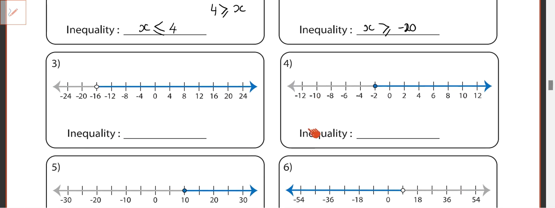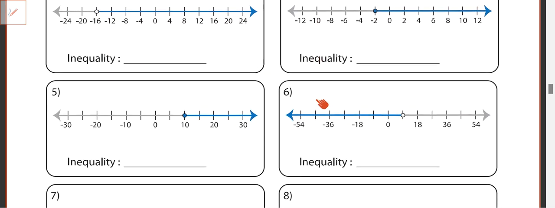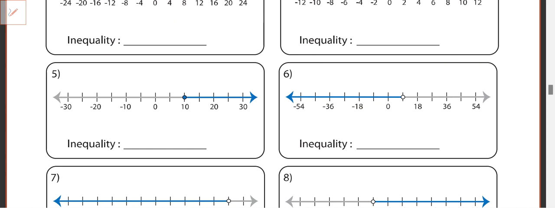So again, which one are you looking at? Number 6. Okay, this is where you've got to start working it out. So if it's going up in 18s, what's halfway between 0 and 18? It's going to be 9. Okay. So we're going to have x, and it's less than. It's an open dot, so no equal to, and we're on 9. So we'll put 9. X is less than.